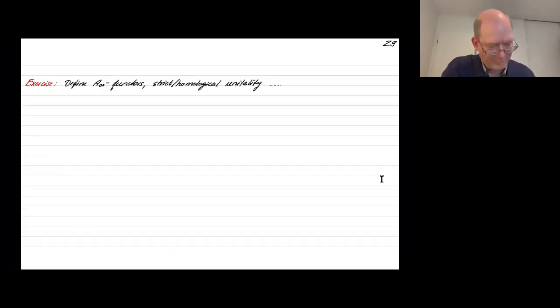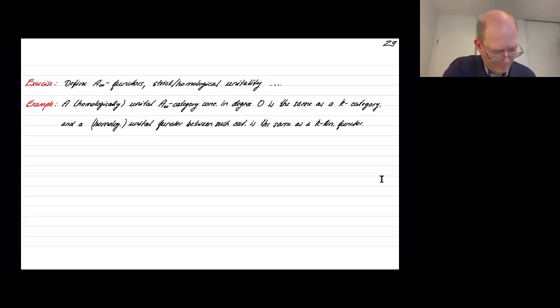Like in the case of algebras, the multi-object version of a K-algebra is a K-category. And then as an exercise, you can define A-infinity functors and strict and homological unitality for A-infinity categories. It's also augmentations. It works exactly the same way. Also, as in the case of algebras, a homologically unital A-infinity category concentrated in degree 0 is the same as a K-category with units. And similarly for functors.